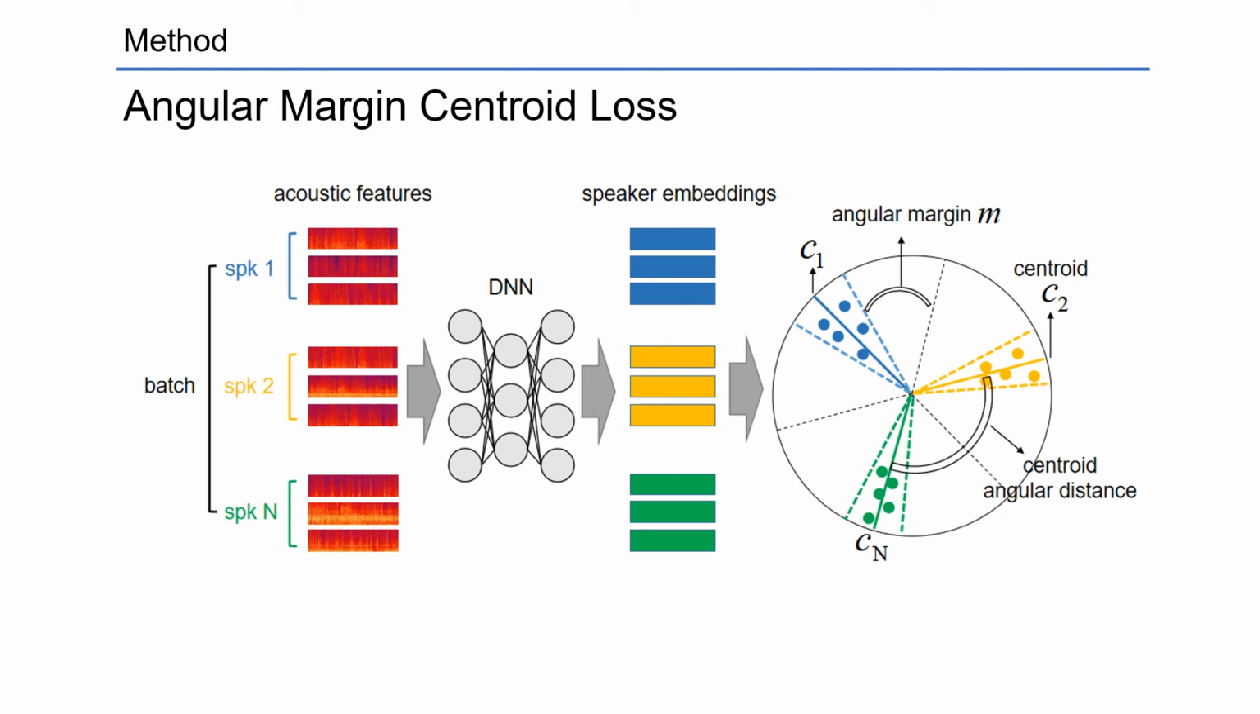Here is the intuitive presentation of the angular margin centroid loss. It takes a mini-batch as the input and calculates centroids of different speakers. Then the angular margin compacts the speaker embeddings related to the same speaker identity, and the angular distances between different speaker centroids are increased at the same time. This makes the speaker embeddings more discriminative.